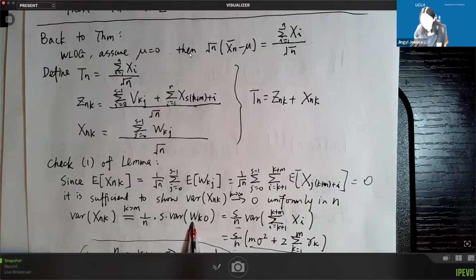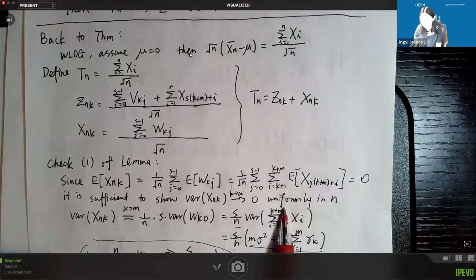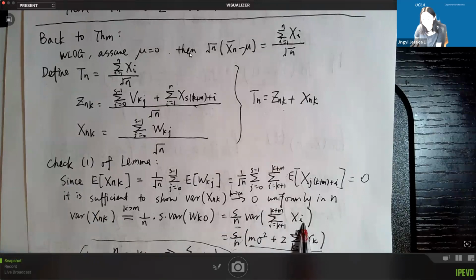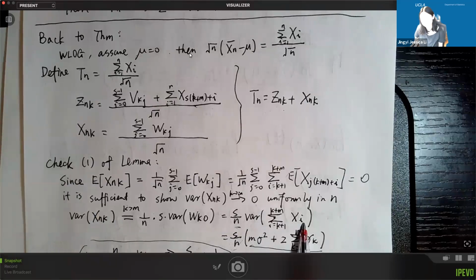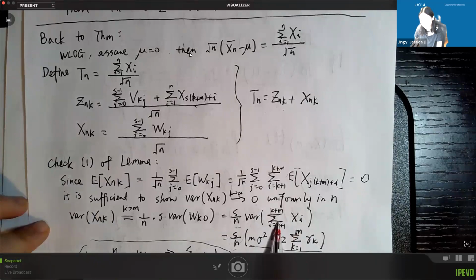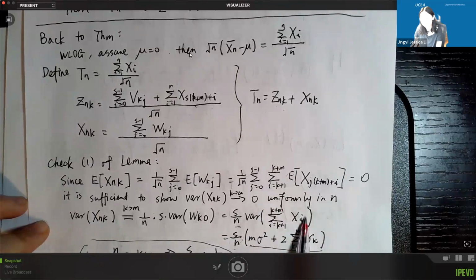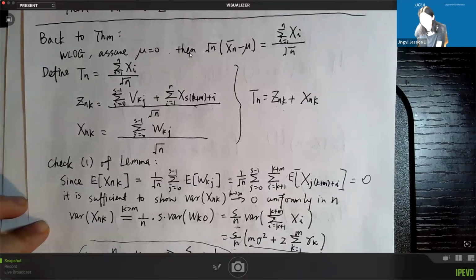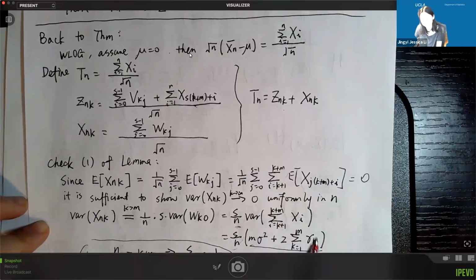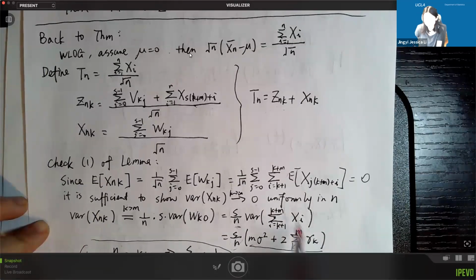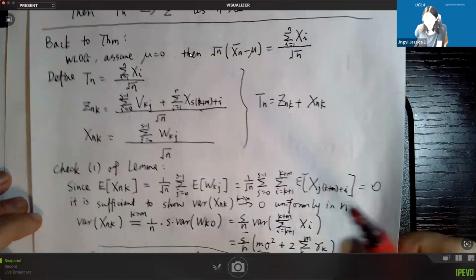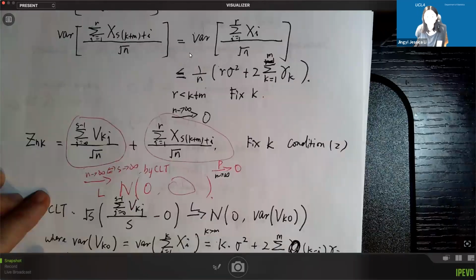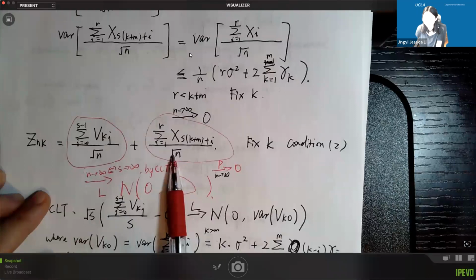And because in each summation there are only n of them, and m is a fixed constant. The key is m is a fixed constant. So compared to the increase in m, this is negligible. That's why we have the second part converge to 0 in probability. We don't worry about it. And the third part is the remainder, which we put into z and k in the lemma.